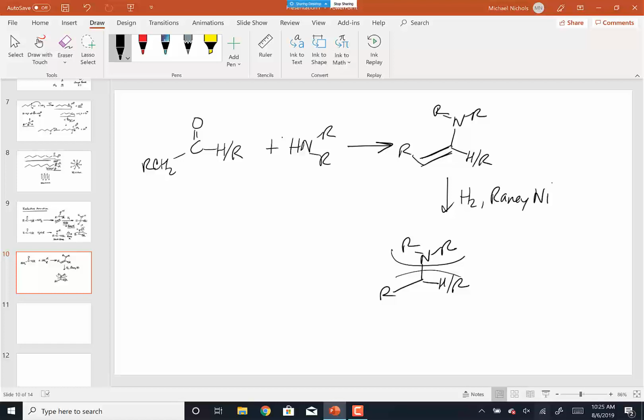Okay, so that's reductive amination. So alkylation, the only new thing about alkylation is you need to use base to get back to neutral amine. Reductive amination, I'm taking 2 reactions I learned and putting them together to make the amine I want.